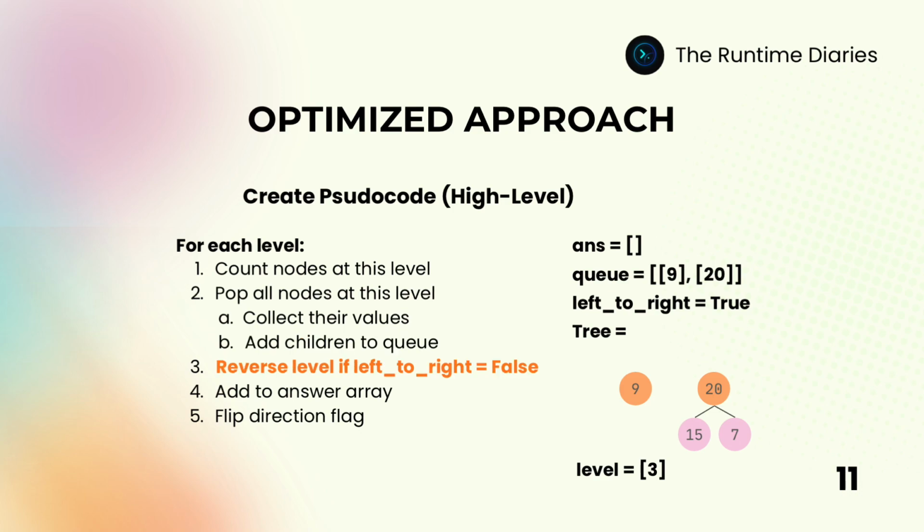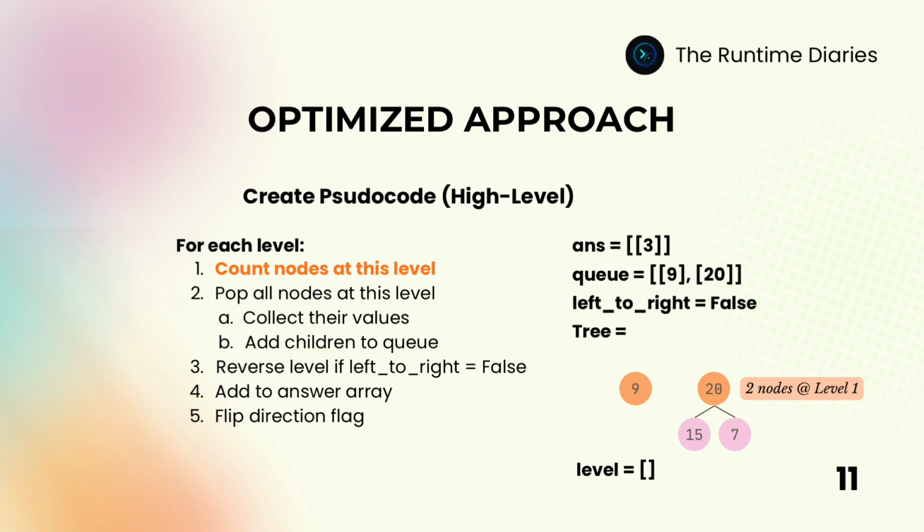Fifth, if the direction flag says we're reading right to left, reverse the list of values. Sixth, append that list to the result. Seventh, flip the direction flag for the next level. Repeat until the queue is empty. That's when you've processed every level.